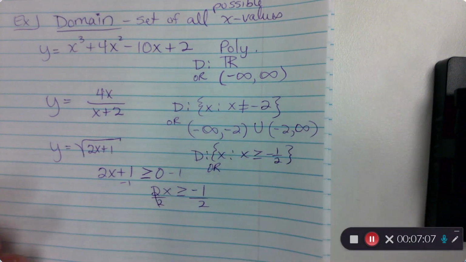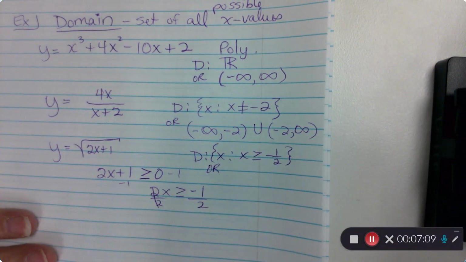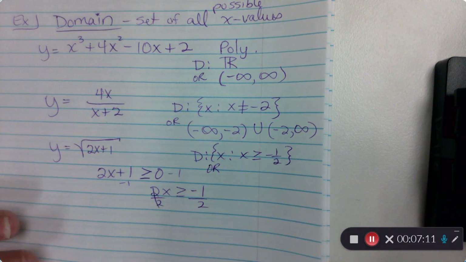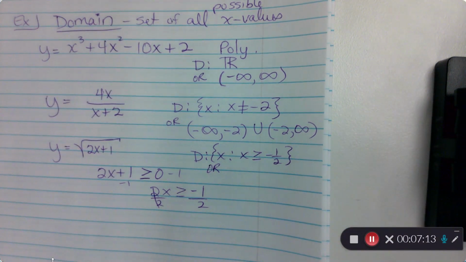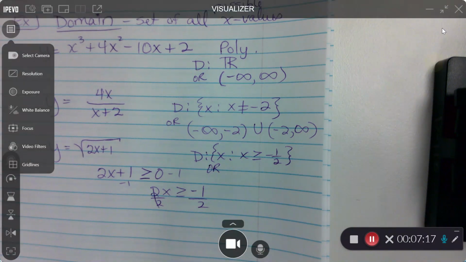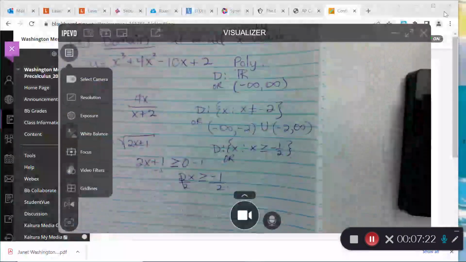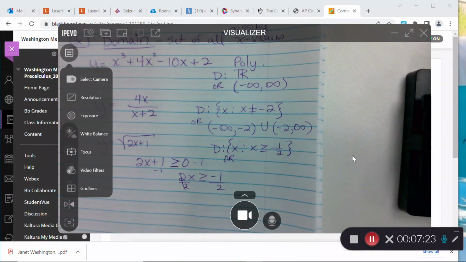Or, what's the interval notation way? Shoot. My mouse is not even working very well.